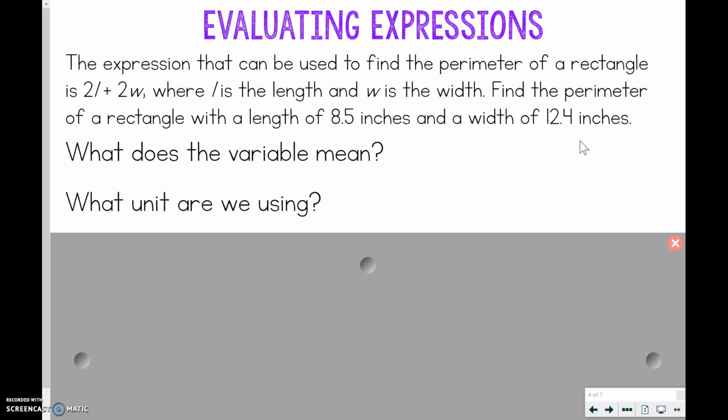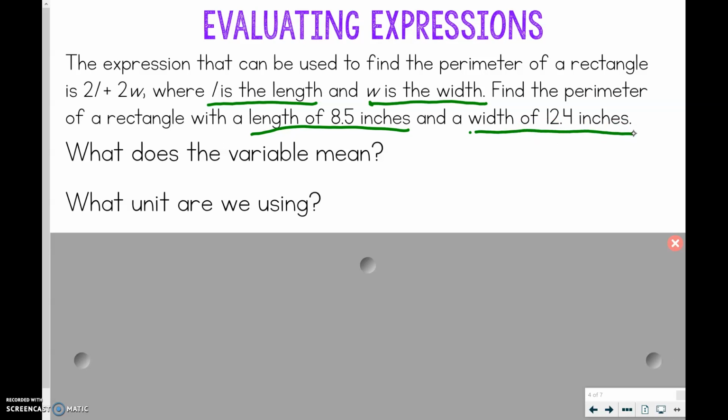So first off, I know these aren't on your digital notes, but these are questions you should be asking yourself. First off, make sure you understand what the variable means, meaning what does it represent. So we actually have 2 variables in this case, and they represent L is the length, W is the width. The reason that's important to know is because since there are variables, that's what we're going to have to look for as far as numbers to substitute. So they do give us the length. They say the length is 8.5 inches, and then they also give us the width of 12.4. So we're going to use those numbers to substitute into our variables.